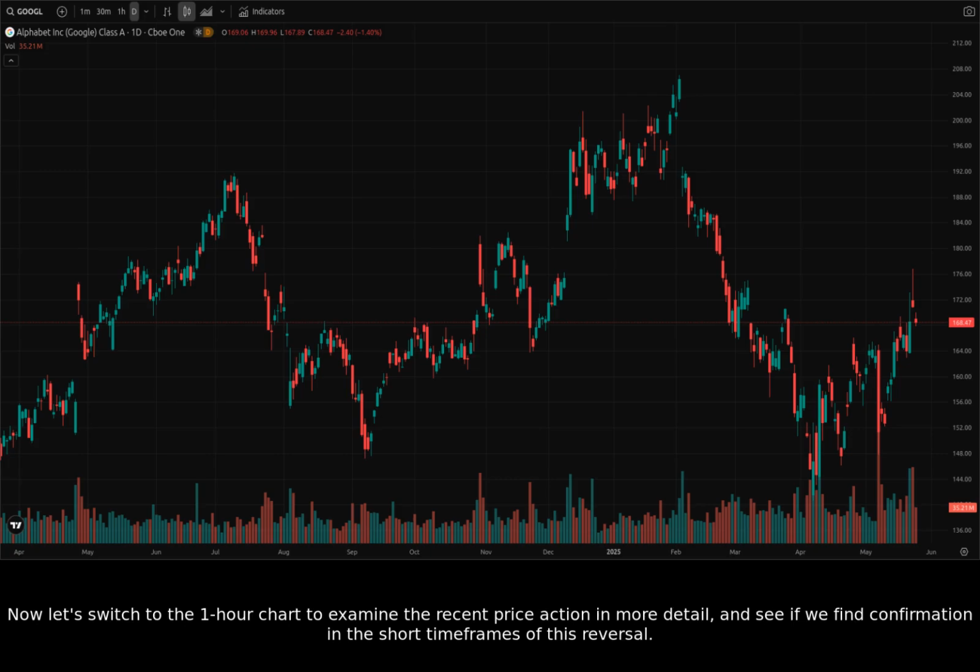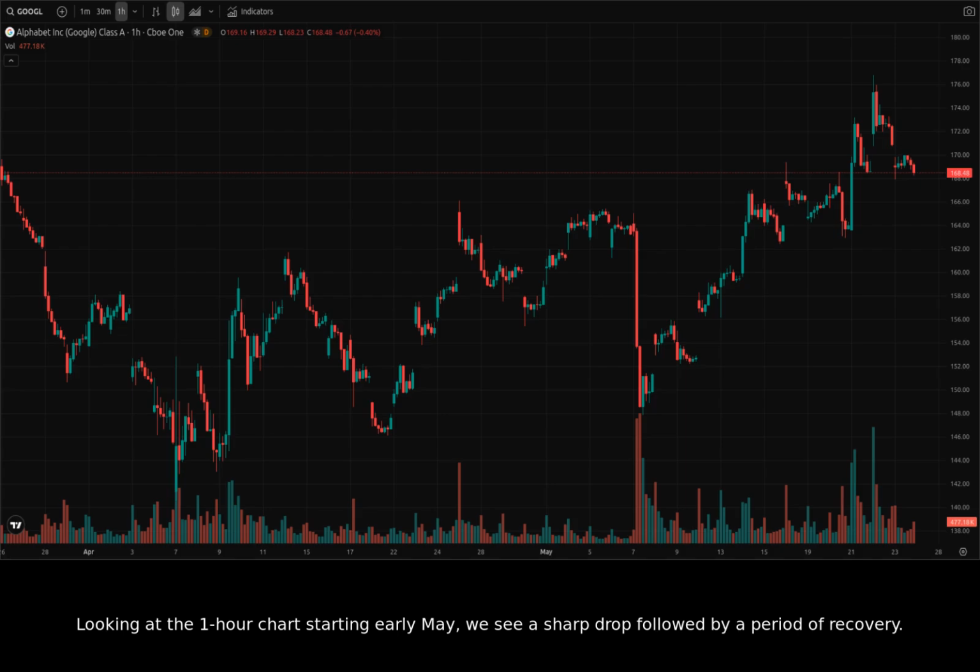Now let's switch to the one-hour chart to examine the recent price action in more detail and see if we find confirmation in the short timeframes of this reversal. Looking at the one-hour chart starting early May, we see a sharp drop followed by a period of recovery. We can see the big red candle on May 7th much clearer, confirming a strong bearish move.